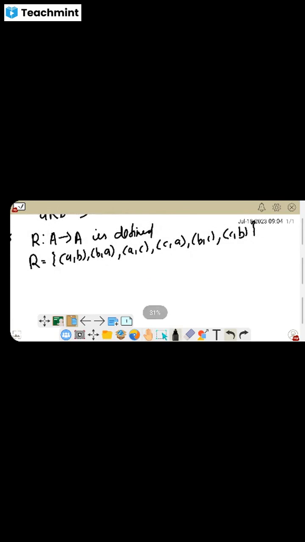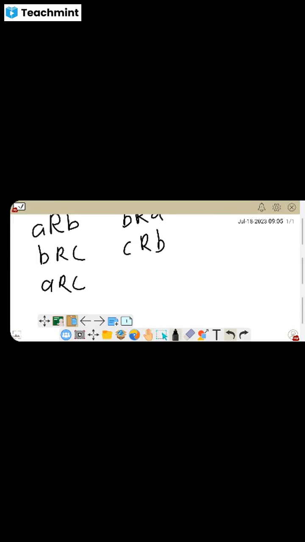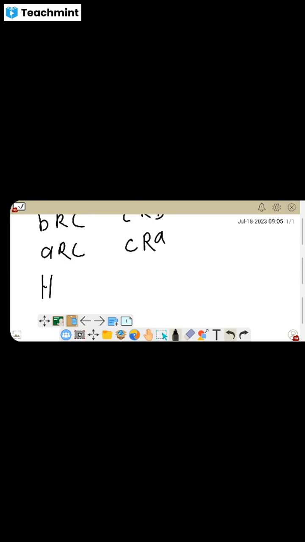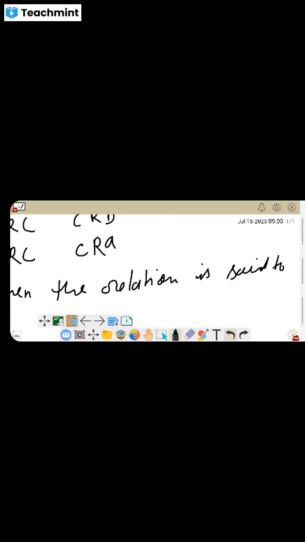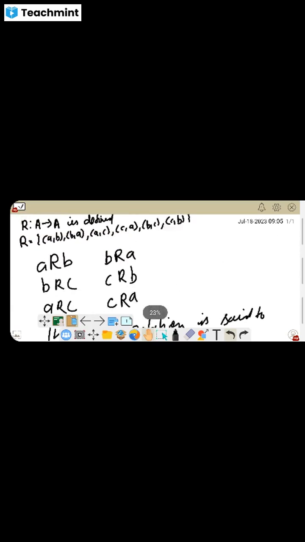Here A is related to B and B related to A, and B related to C and C related to B, and A related to C and here C related to A. Then the relation is said to be symmetric.